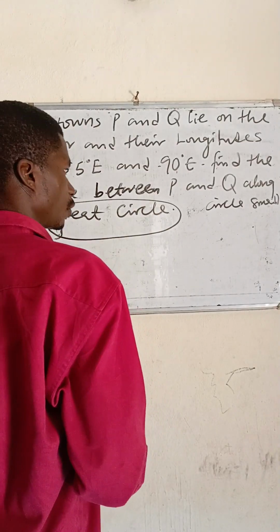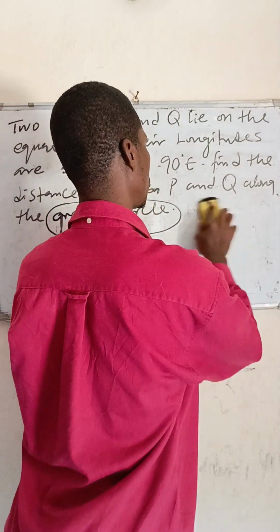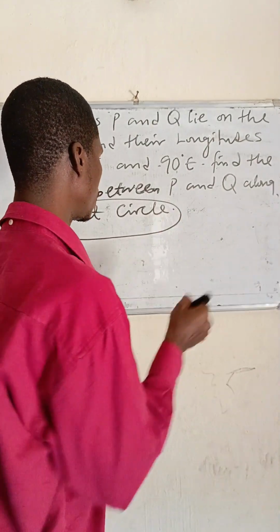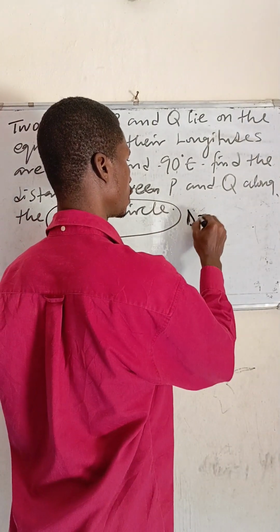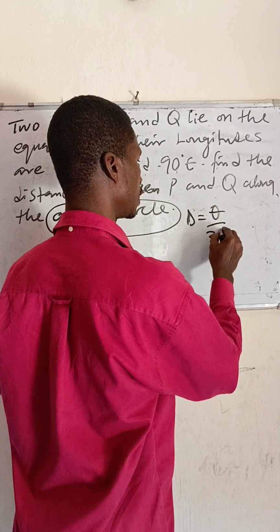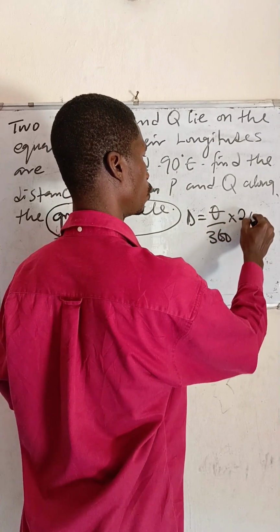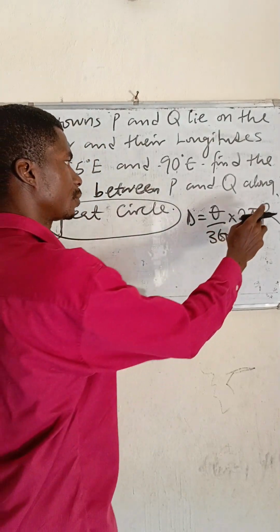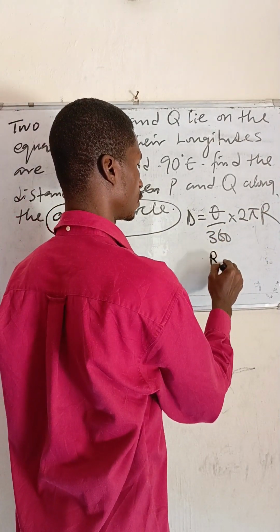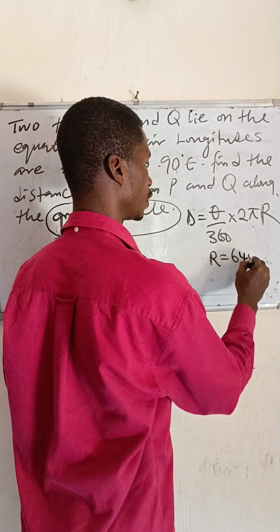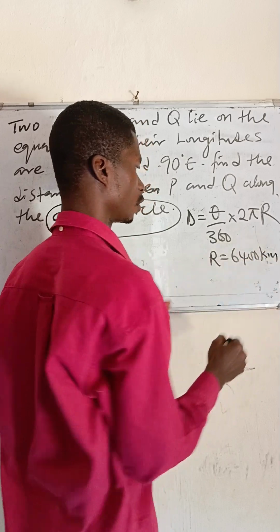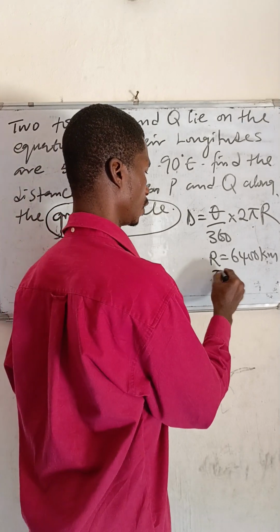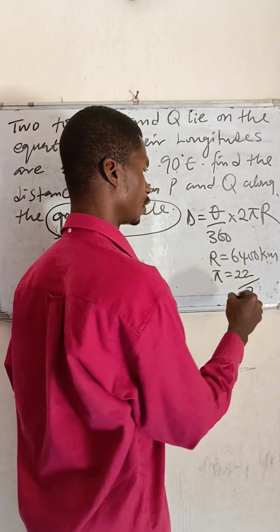How to solve with great circle: whenever you see great circle, this is the formula. The distance is equal to theta divided by 360 times 2 pi R. We use capital letter R for the radius, and this R is 6,400 kilometers. Take note that pi is 22/7 if you're not given.